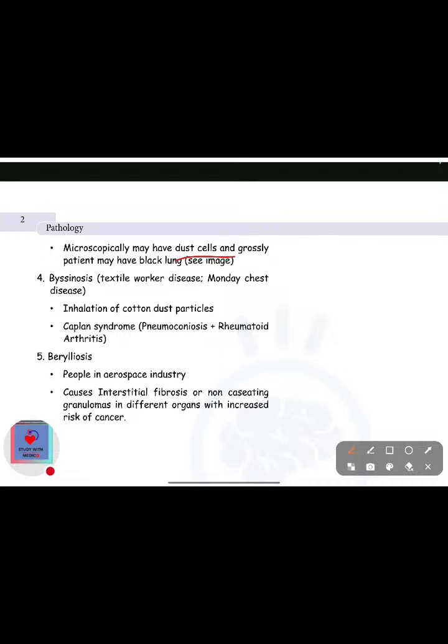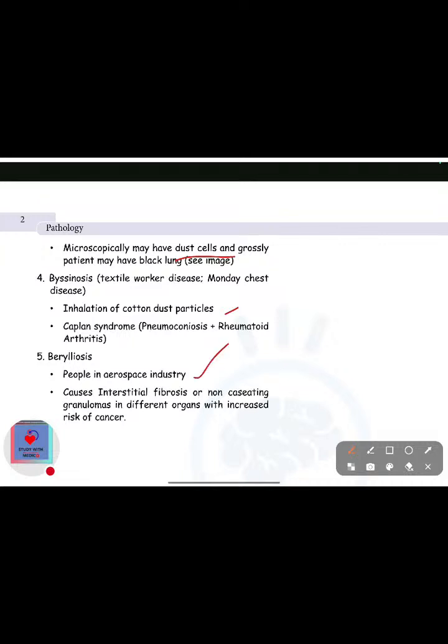Talking about byssinosis: byssinosis is the textile worker disease or Monday chest disease. Inhalation of cotton dust particles causes byssinosis. Caplan syndrome is pneumoconiosis plus rheumatoid arthritis.